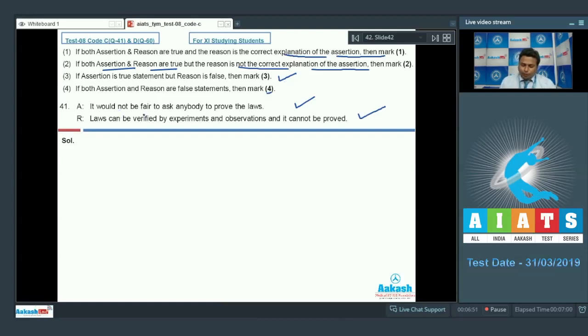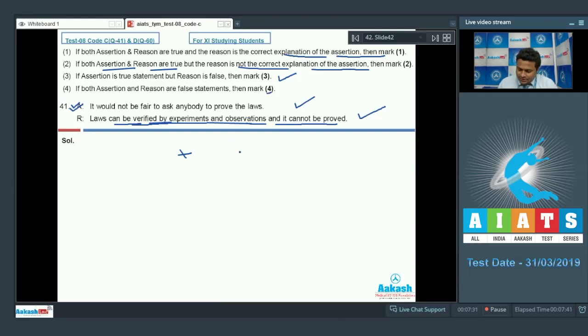Assertion: it would not be fair to ask anybody to prove the laws. Now we know very well that the laws cannot be proved, so this is the reason why assertion is correct. Now let us go for the reason. Laws can be verified by experiment and observations and it cannot be proved. Yes, this is true. We can verify a law by experiment and observations, but we cannot prove it. So both assertion and reason are true and reason is correct explanation of assertion.